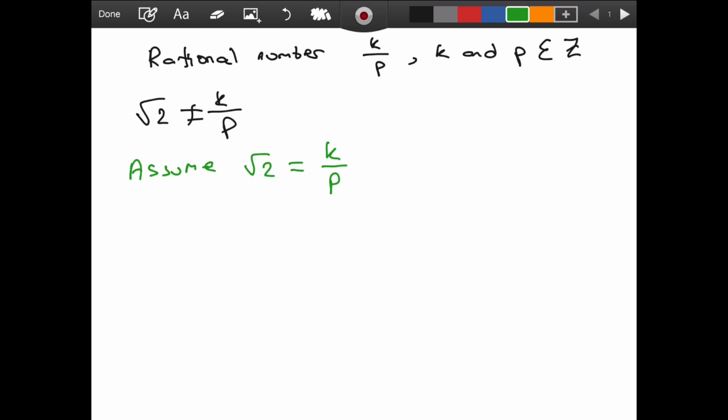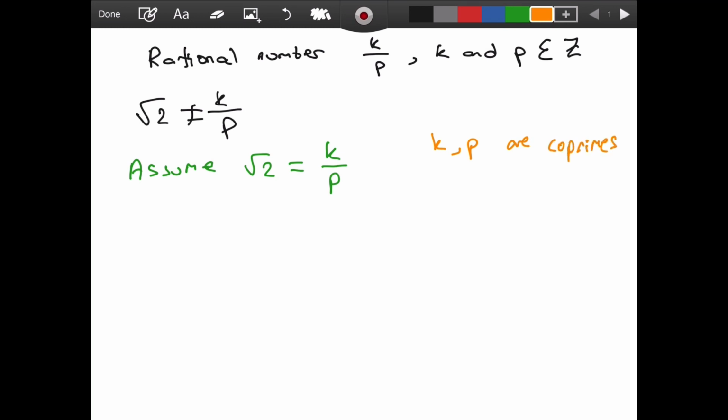Okay? So we assume that square root of 2 is rational, we try to arrive at a contradiction, and when we do that, we conclude that square root of 2 is in fact not rational but irrational. So let's get started. And the way that I want to choose my k and p is a specific way. I want to have k and p that are co-primes. So k, p are co-primes.